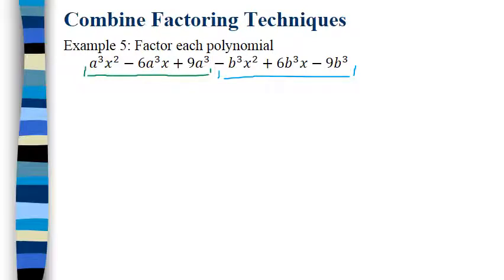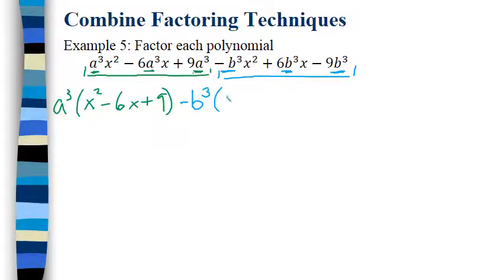The greatest common factor in the first part is a cubed, because we have a cubed and a cubed and a cubed. So we take out a cubed times x squared minus 6x plus 9. If you need to pause right now to double check my work, please do so. The next thing we notice is that this isn't plus, this is a negative. So I'm going to pull out a negative b cubed.